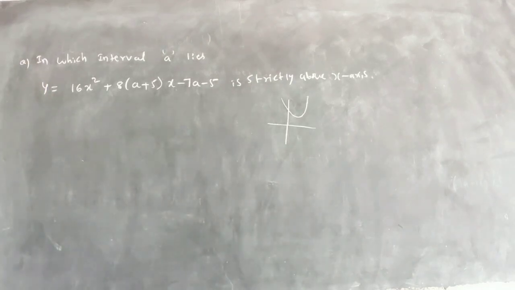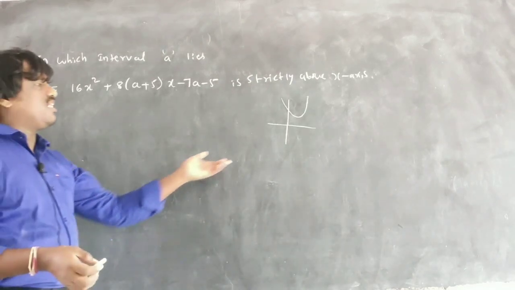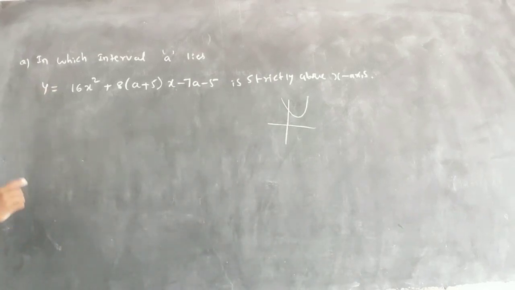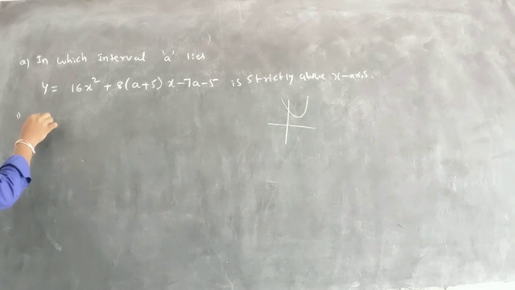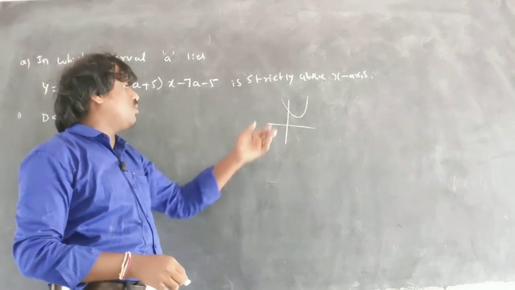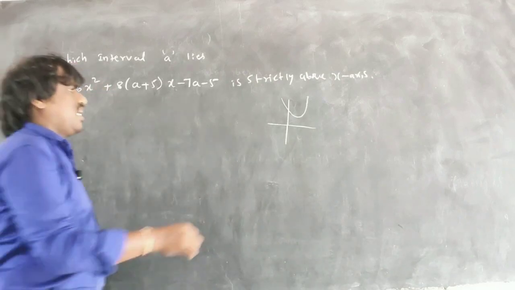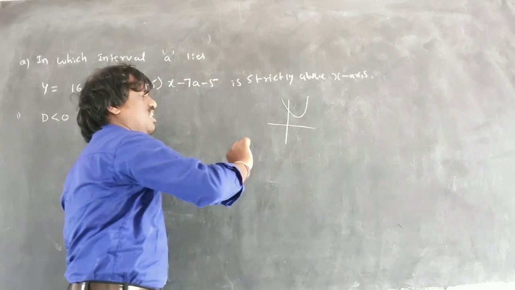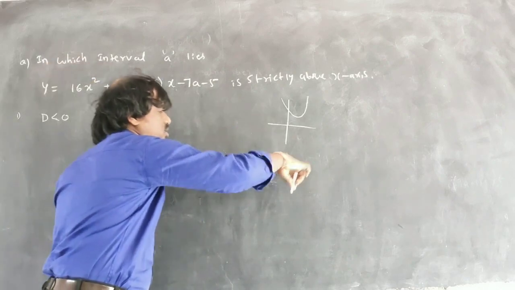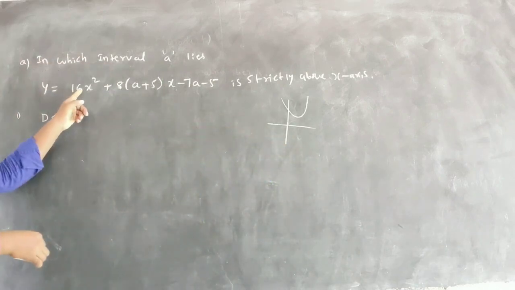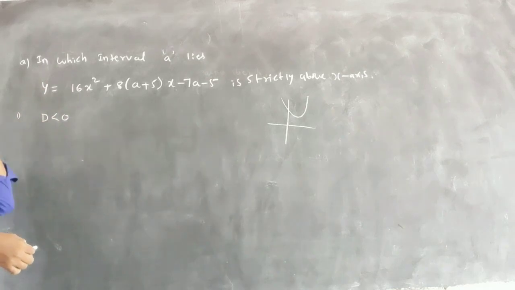That is the question. For this, the only thing you have to find is d less than 0. This is the condition, d less than 0, and a is already greater than 0, that's why I drew the graph like this. If it is negative, I will draw it downside. Already the coefficient is 16, a number, so no need to write about that one.